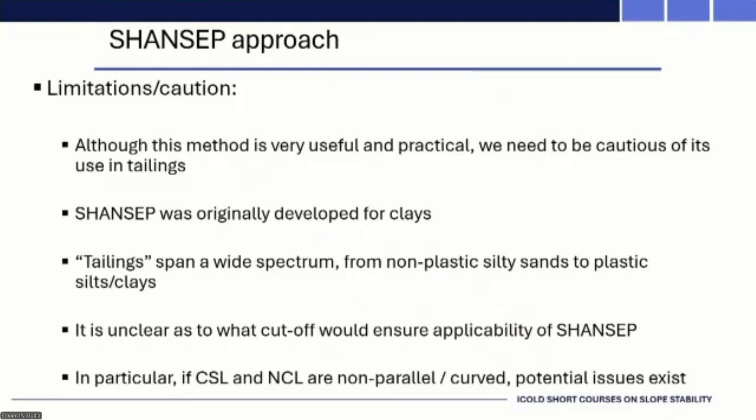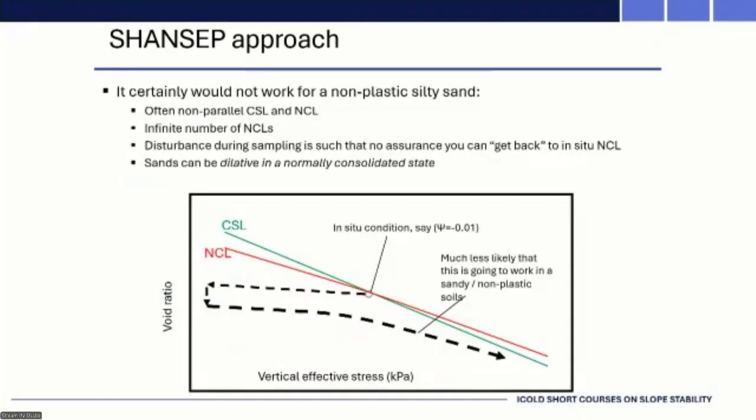But you've got to be really careful. It was developed for clays. Our tailings can be anything from very clay-like to completely non-cohesive. And I think we don't know yet where that cutoff is. At what value of, let's say, plasticity index can we use it confidently, and below which we should avoid it. And particularly if your critical state line is not parallel to your normal consolidation lines, or if the latter are curved, etc., then it becomes problematic.